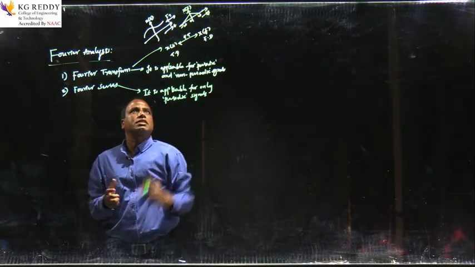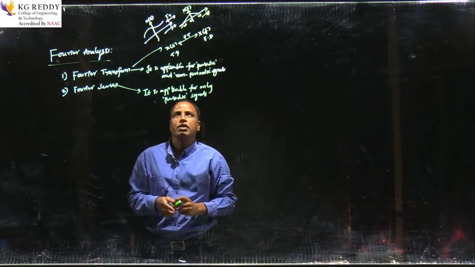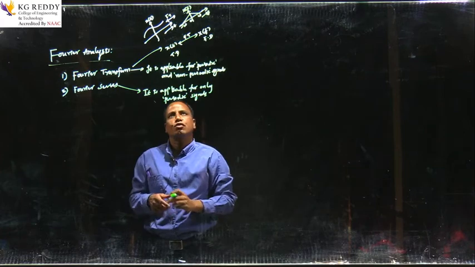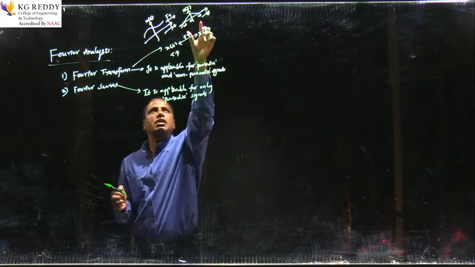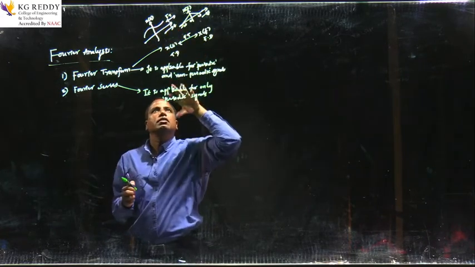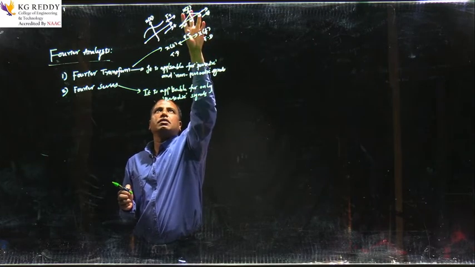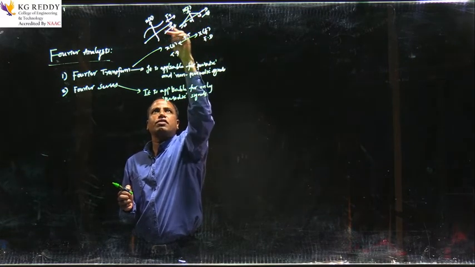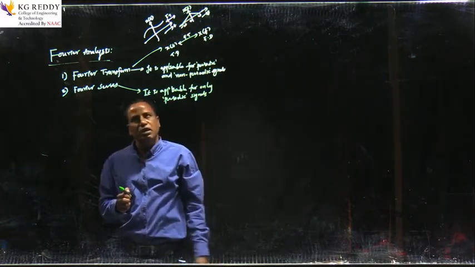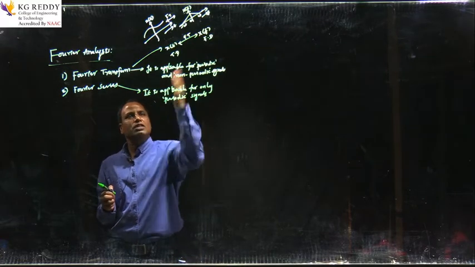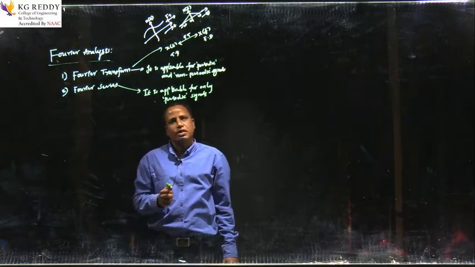X of t versus t became x of f versus f. That means a time domain signal is converted into frequency domain signal. This is not exactly the Fourier transform for this signal. Just for understanding, I have taken x of t versus t becoming x of f versus f. So Fourier transform converts a time domain signal to frequency domain signal.